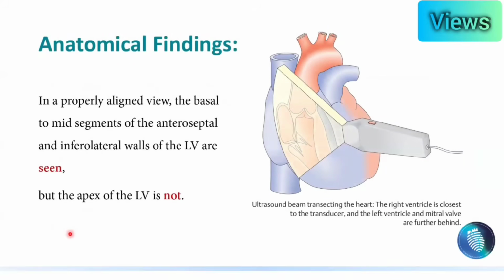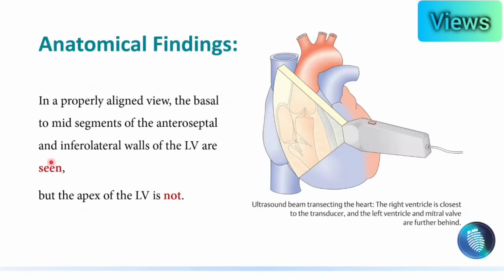So what are the anatomical findings that we will see in this parasternal long axis? If we imagine that this is a transducer and this is the ultrasound beam sector that is emitted from the transducer, we are looking at the heart. The most anterior chamber of the heart, as we know, is the right ventricle. So the ultrasound beam will first of all cut through the RV. Then there is the interventricular septum, then there is the left ventricle, and behind the left ventricle there is the left atrium. In between the left atrium and the left ventricle there is the mitral valve. So this is the parasternal long axis view that we will get if we put the transducer here.